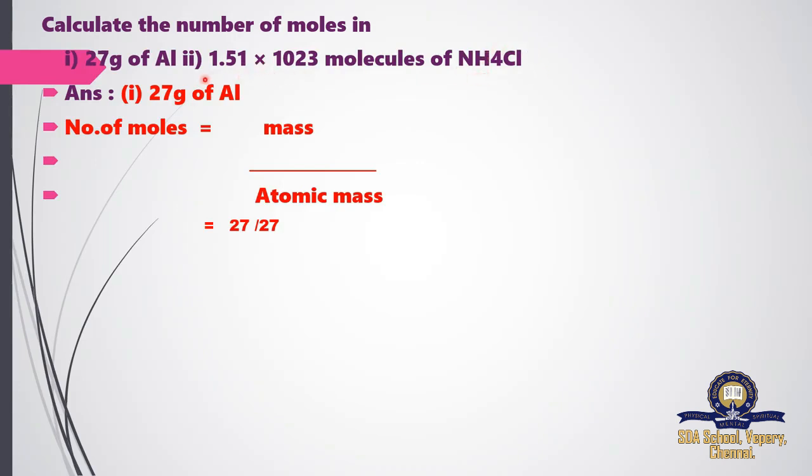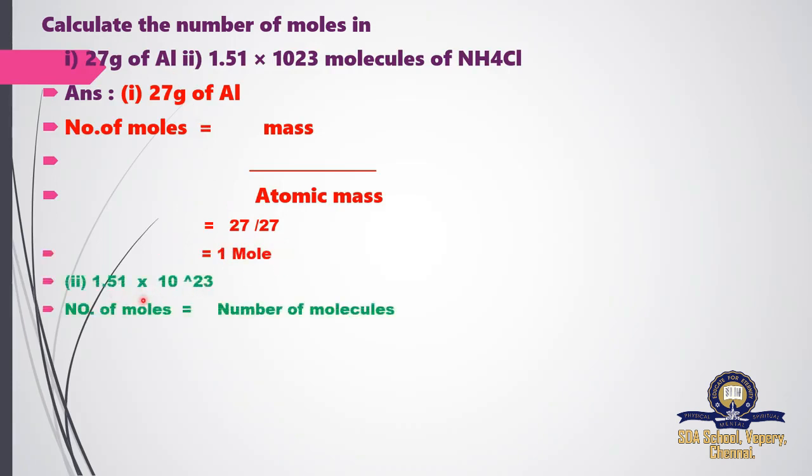The first sum, 27 gram of aluminium. The formula is number of moles equals mass by atomic mass. So what is the mass they gave? The weight is 27 gram. Then next, the aluminium's atomic mass is 27. So 27 divided by 27, we are having 1 mole of aluminium.